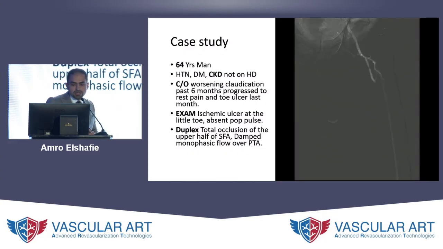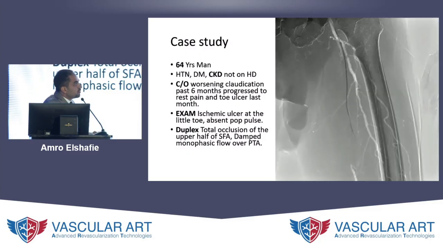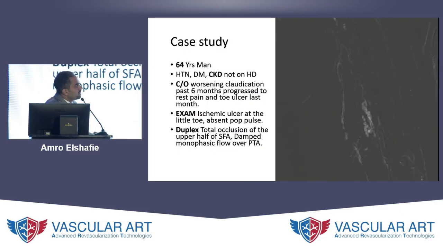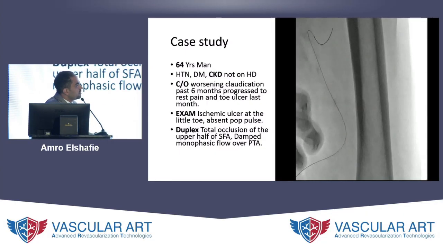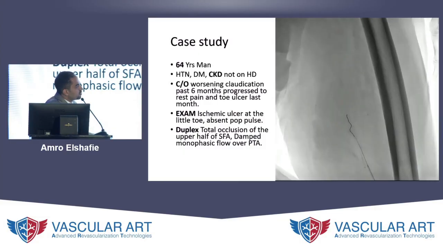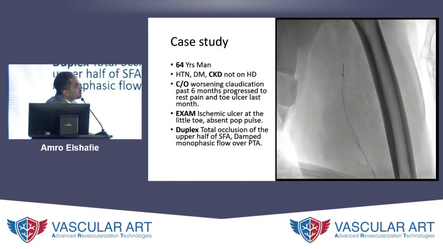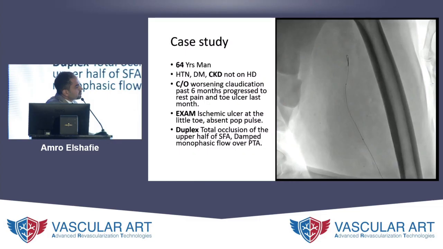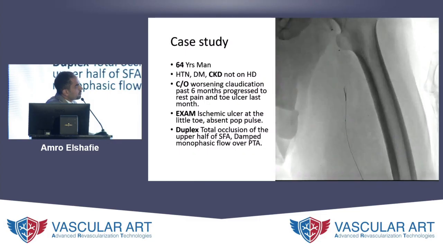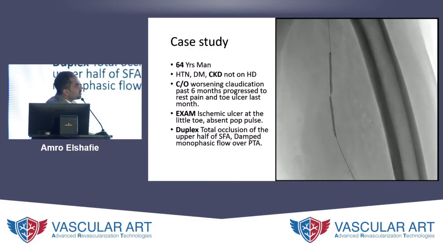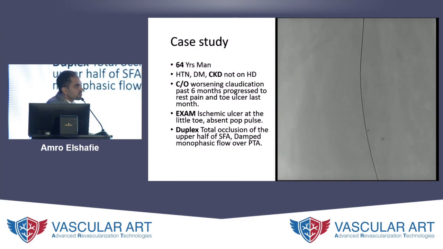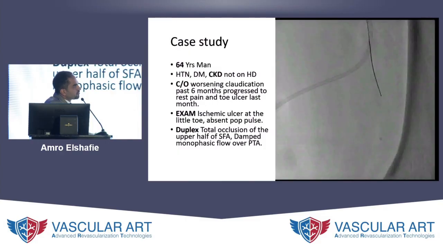When we started to inject from the crossover technique, we found this total occlusion and tried to go from the antegrade approach, and there is a perforation here. So we went from the retrograde approach, trying to find our way to the true lumen and ballooning. Then, passing the wire from the antegrade approach, we successfully went through.